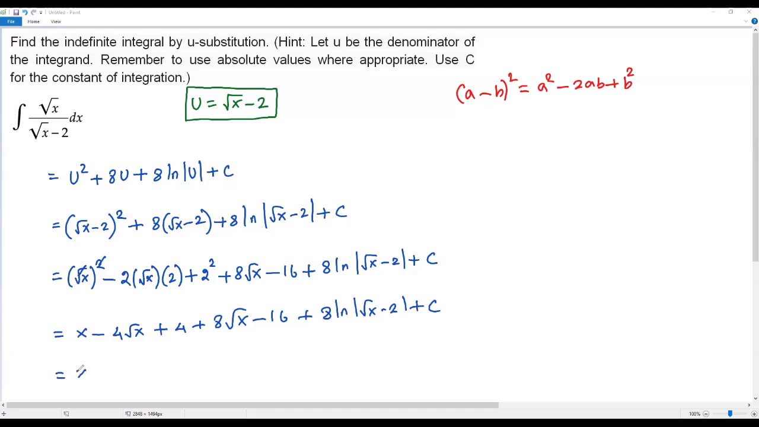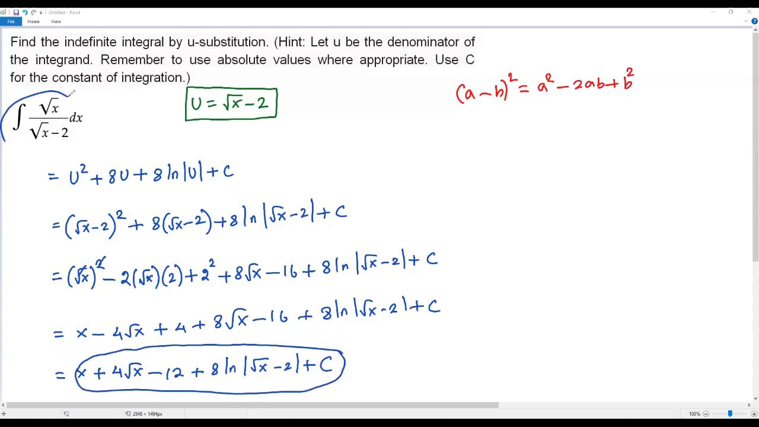Now we can write the first term x as it is. We can combine negative 4 times square root of x and positive 8 times square root of x, because both of them are like terms. Both terms contain square root of x. When I combine them, I get positive 4 times square root of x. Now I can combine the two numbers, positive 4 and negative 16, and I get negative 12. At last I write the term positive 8 times the natural logarithm of absolute value of square root of x, negative 2, positive c. So this is the result of the given indefinite integral, that is, square root of x over square root of x, negative 2 dx.